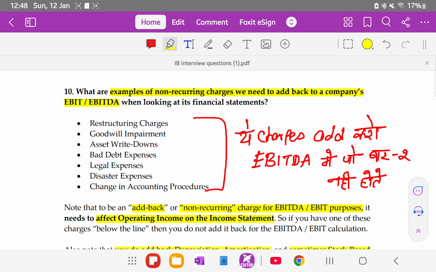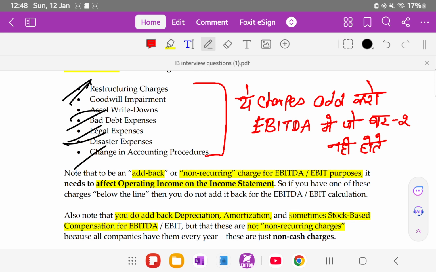So what are examples of non-recurring charges that we need to add back to the company's EBITDA and EBIT while looking at the financial statements? Restructuring charges are one, then goodwill impairments, asset write-downs, bad debt expense, legal expenses, disaster expenses, and changes in accounting procedure. These are charges we have to add back to EBITDA or EBIT because they are non-recurring and affect operating income on the income statement. If you have one of those charges below the line, you have to add it back in the EBITDA or EBIT calculations.